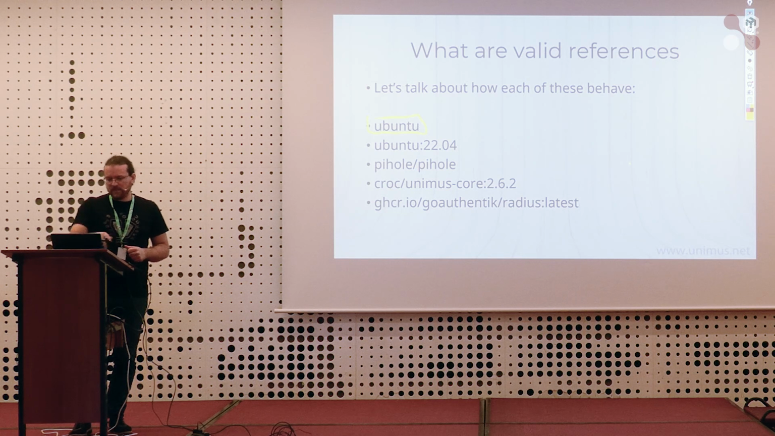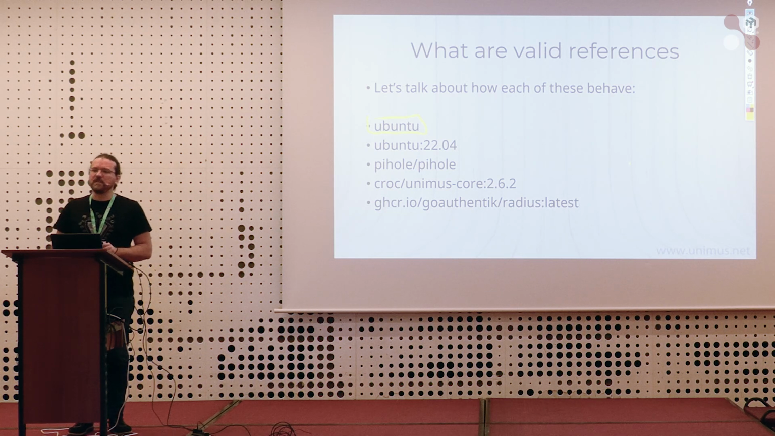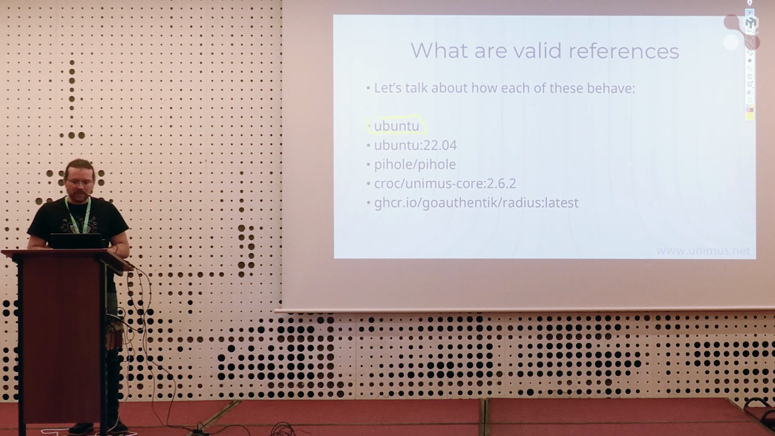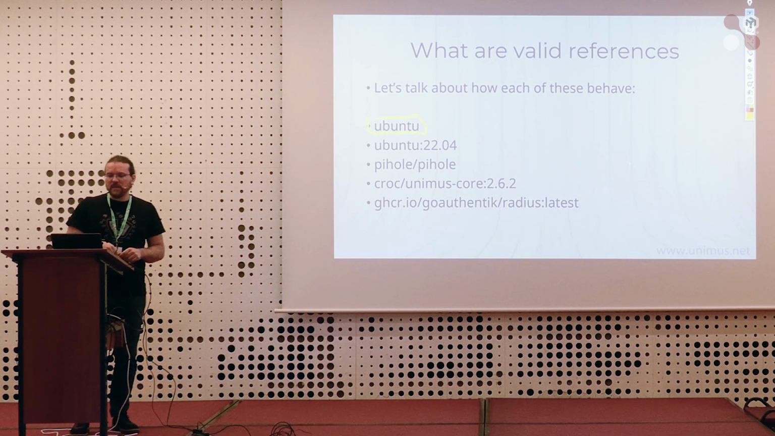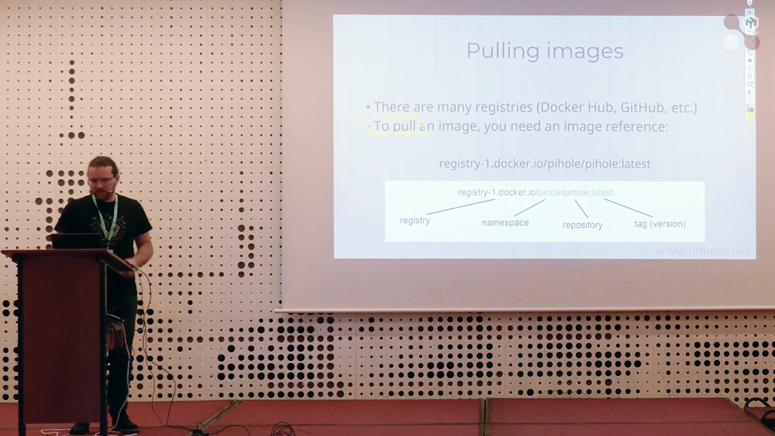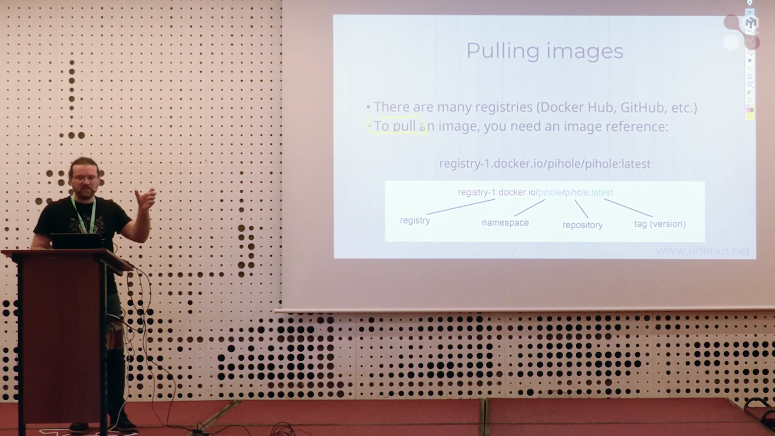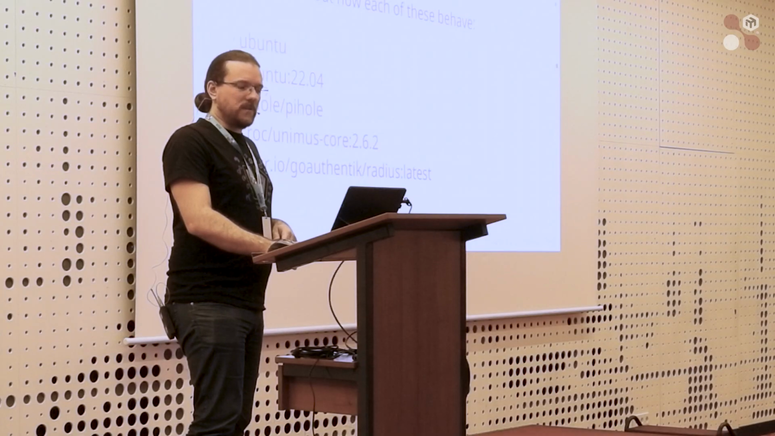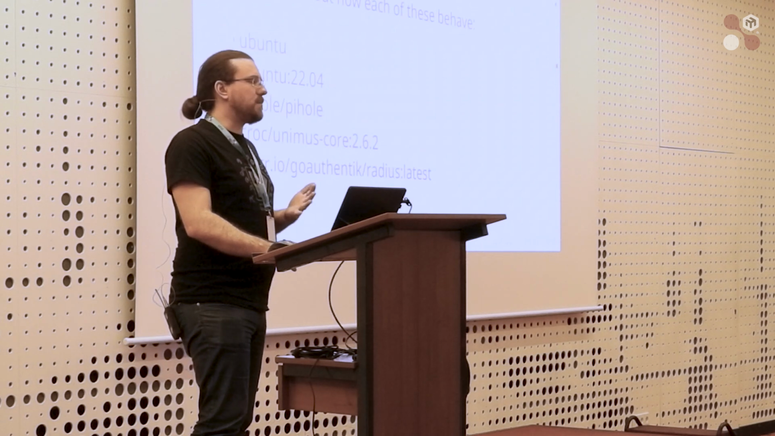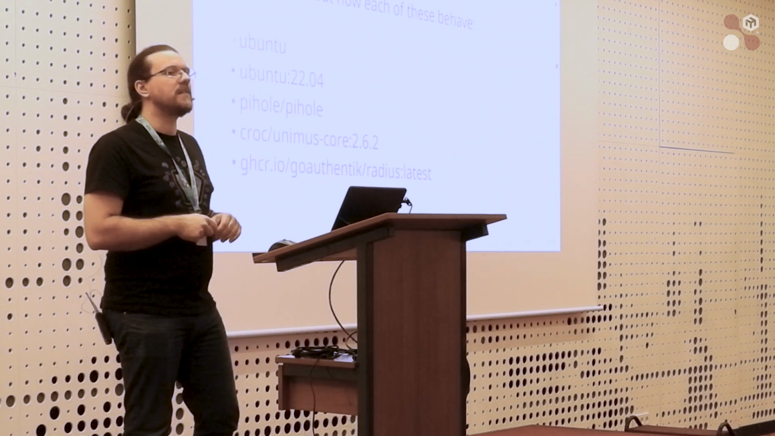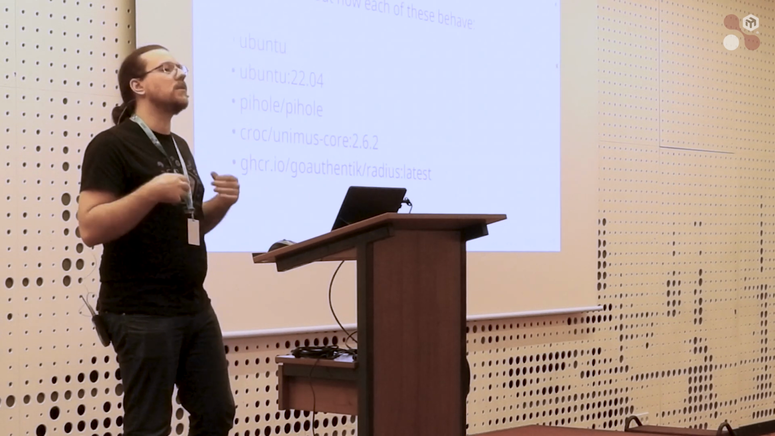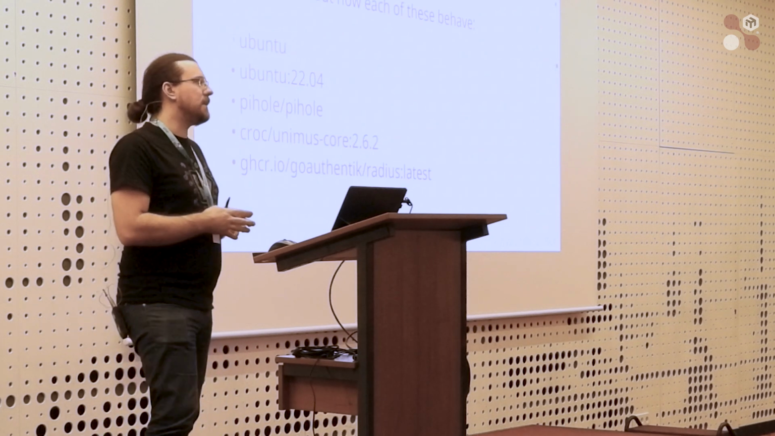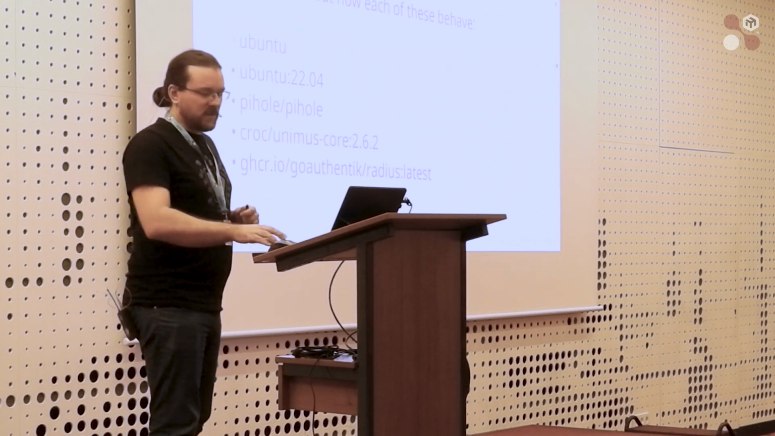Then we have here a repository with a version. So we are saying pull Ubuntu 22.04. Then we have Pi-hole/Pi-hole, which we have actually looked at. Now we are using a namespace and a repository. All right, but you mentioned that the previous ones don't have a namespace. So what is happening there? Actually there are defaults for everything. If you don't specify something, it uses a default. So what is the default?